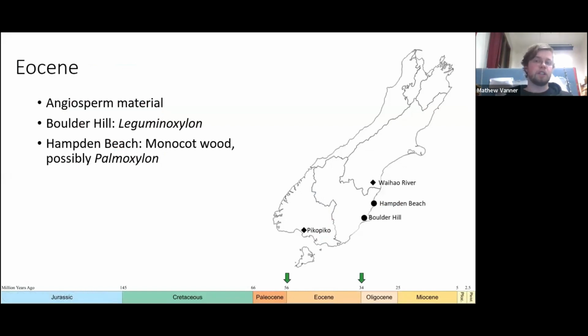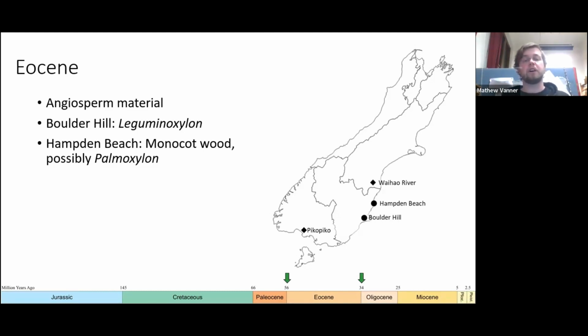We unfortunately missed the Paleocene. I didn't make sections of any new samples for any new species, so we go straight into the Eocene. From the Eocene, I managed to sample from two sites, from Boulder Hill, which is right up in the Dunedin town zoning. I identified a fossil legume, which is quite probably a new genus in itself.